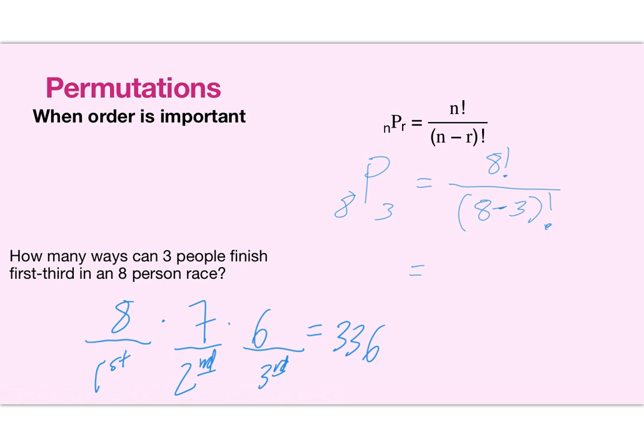Because I look and say 8 factorial is 8 times 7 times 6 times 5 times 4 times 3 times 2 times 1. Down here, I have 8 minus 3 in parentheses, which is 5. And 5 factorial is 5 times 4 times 3 times 2 times 1. And I go, oh, reduce, reduce, reduce, reduce, reduce. I have 8 times 7 times 6, which is what that number was over there. My pen is not registering. There we go. So that's how I would do a permutation.